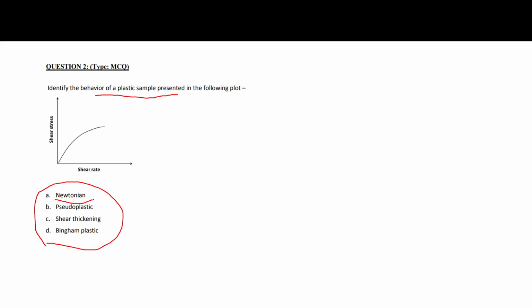It should not be the Newtonian one, because Newtonian should be a straight line. Plastic means after some shear rate it will show plastic behavior, where your shear stress decreases. If it is shear thickening, after some shear rate your shear stress will increase. And Bingham will start after some shear stress, and then it will follow Newtonian type behavior. So here the correct answer will be pseudoplastic, right?